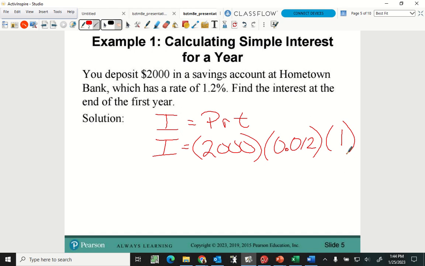All right, for all those people following along that don't have their cell phones out, we came up with an interest of how much? $24, right? And so your total amount in your account is how much after the first year?